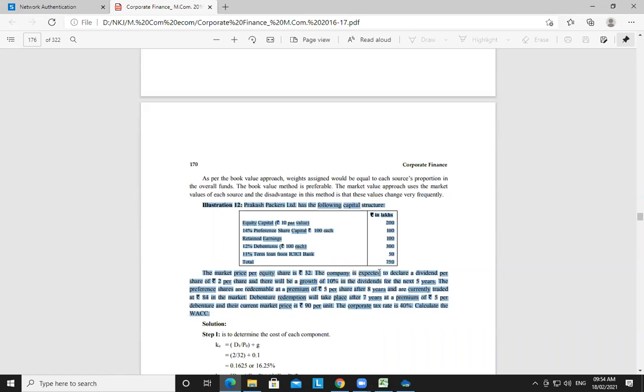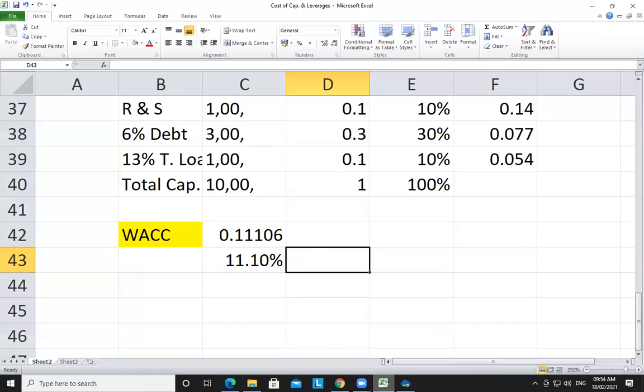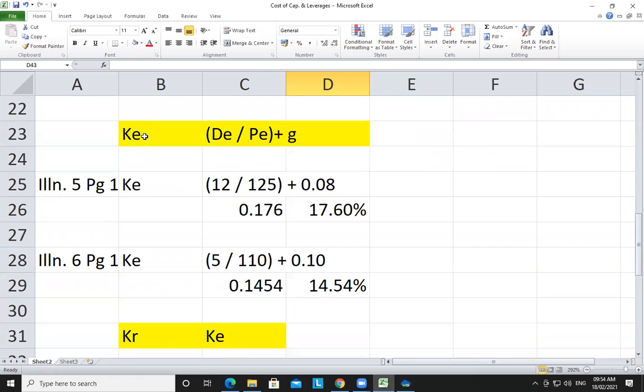Now it is given market price of equity share is 32. The company is expected to declare a dividend of 2 per share with the growth rate of 10% of dividend for next 5 years. So what will be cost of equity then? What will be cost of equity then? Tell me. It's very simple. What is the formula for cost of equity? Dividend upon price plus growth.